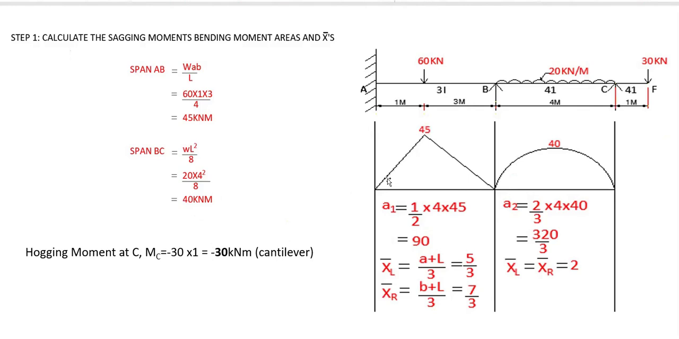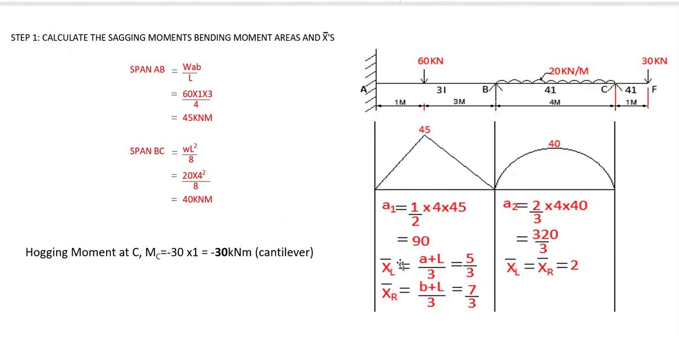So if you plot the bending moment diagram, for AB it will be a triangle, and for BC it will be a parabola. This thing that looks like a semicircle, it's not a semicircle, it's a parabola. So to get the area of a triangle is basically half base times height, and you get a half times 4 times 45, you get 90.